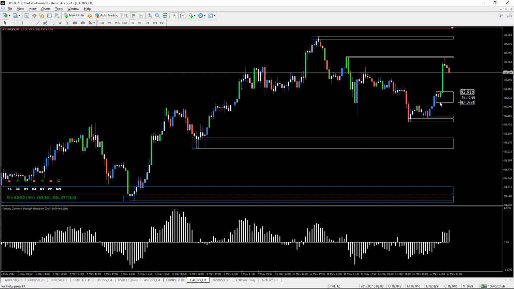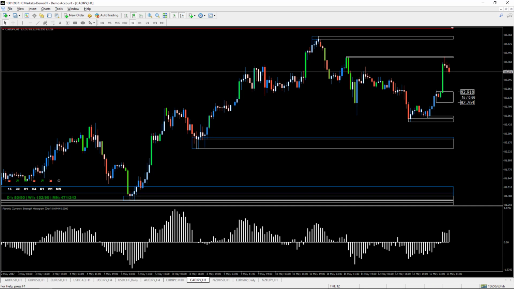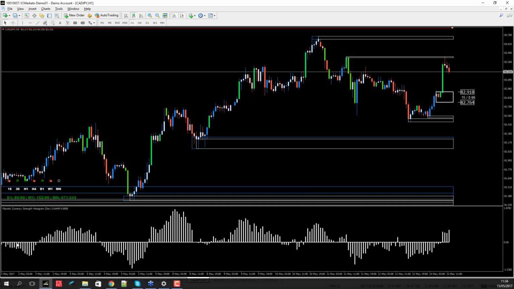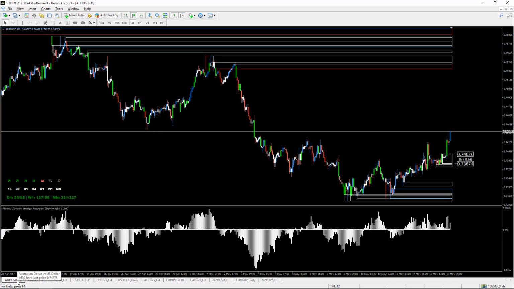Actually, let me put this on my whiteboard so I know exactly what we're looking at. So we have the CAD/JPY. Let's have a look at the other ones. We have the Aussie dollar. Okay, keep an eye on those two; we can look at them next week.